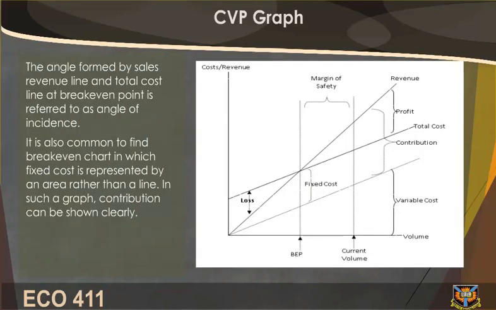The angle formed by sales revenue line and total cost line at break-even point is referred to as the angle of incidence. It is common to find break-even chart in which fixed cost is represented by an area rather than a line. In such a graph, contribution can be shown clearly.